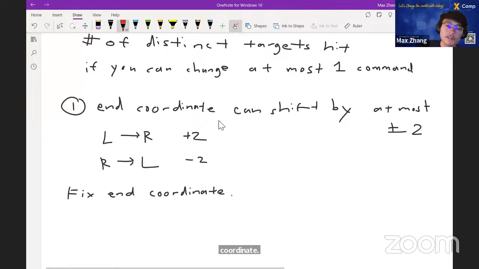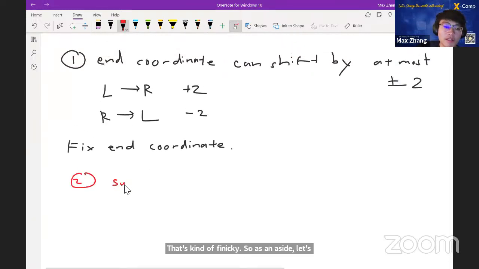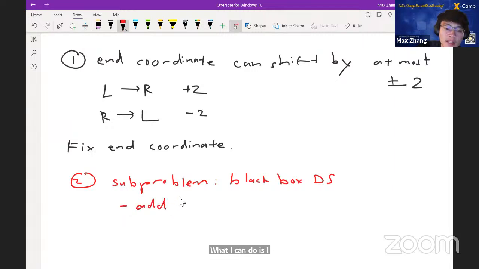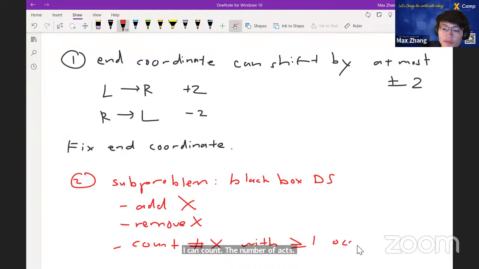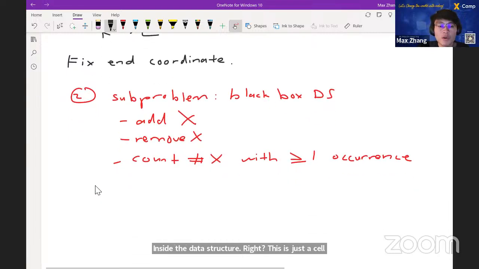Now the second thing is there's this tricky thing about distinct targets, right? We only want to count each target at most once. That's kind of finicky. So as an aside, let's prepare a subproblem. If I have this black box data structure, I can add some x, I can remove one occurrence of x, and I can count the number of x with at least one occurrence inside the data structure. This is just a subproblem, and it can be supported in O(1) for every operation.